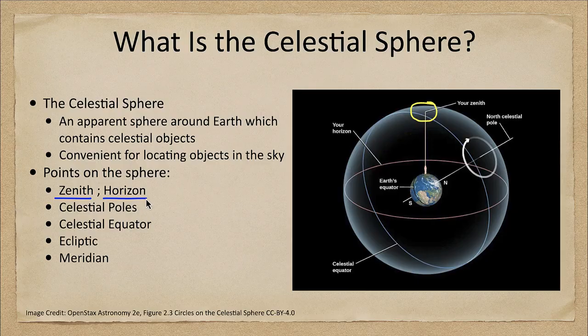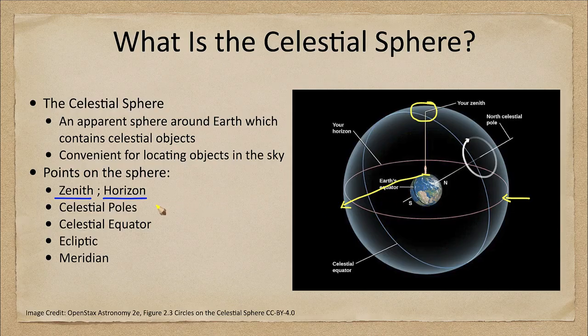Your horizon is right around the edge, and we see the horizon down here in the pink circle. That is the horizon. So for a person standing at this location, that would be the edge of what they could see. Anything below that would be invisible to them, being blocked by the Earth. So they would not be able to see objects down below. The Earth would be in their way.